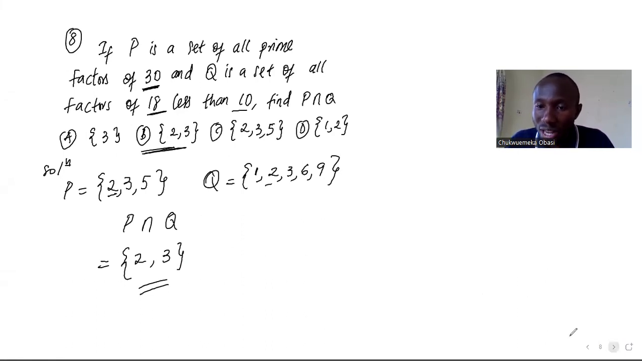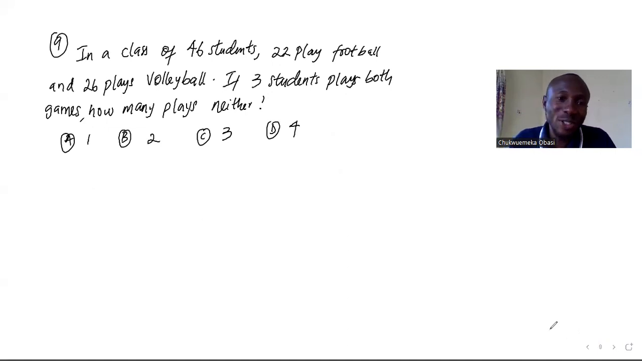All right. So let's move to the next question, question 9. It says in a class of 46 students, 22 play football. This is a set Venn diagram question.